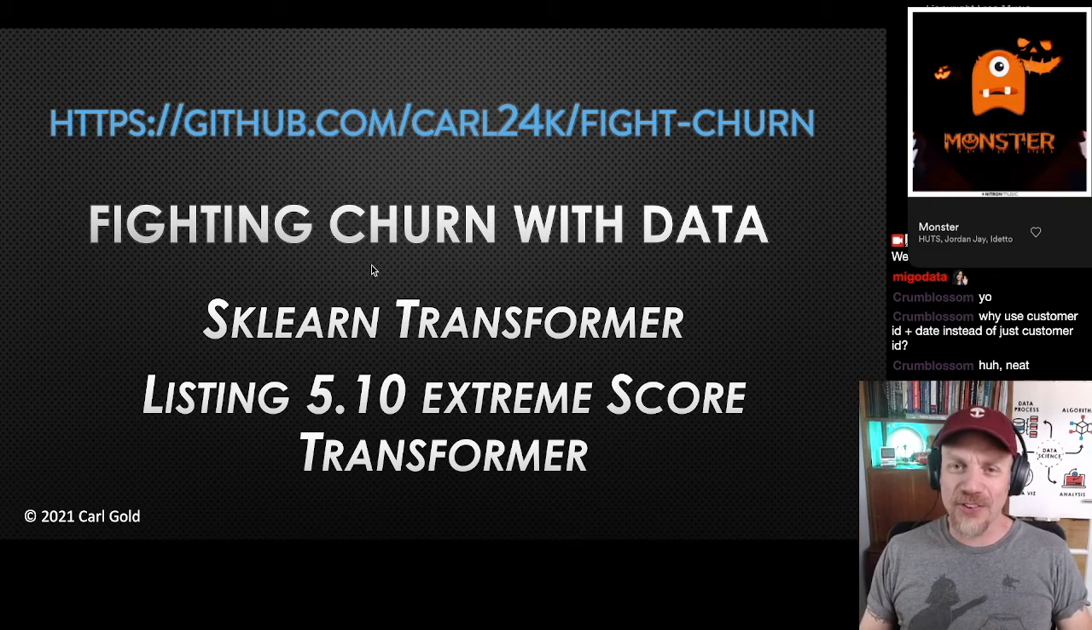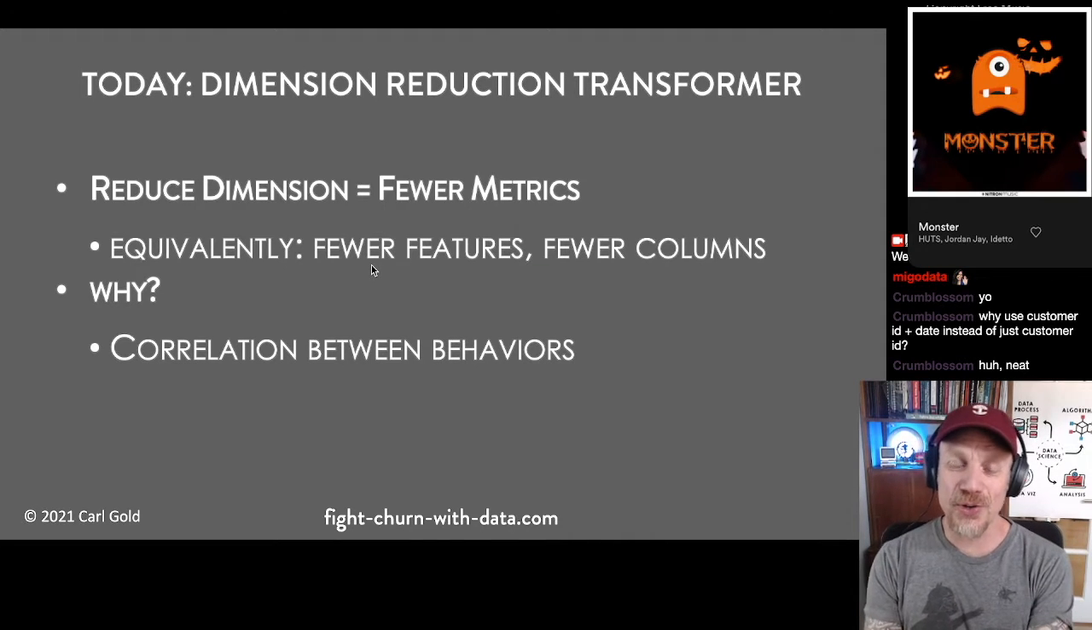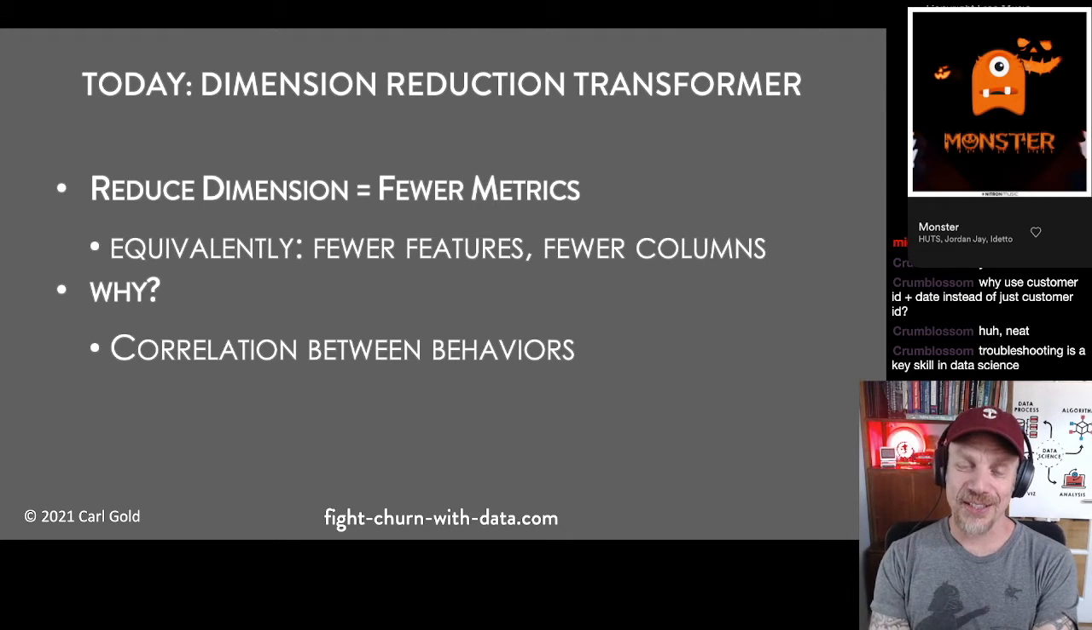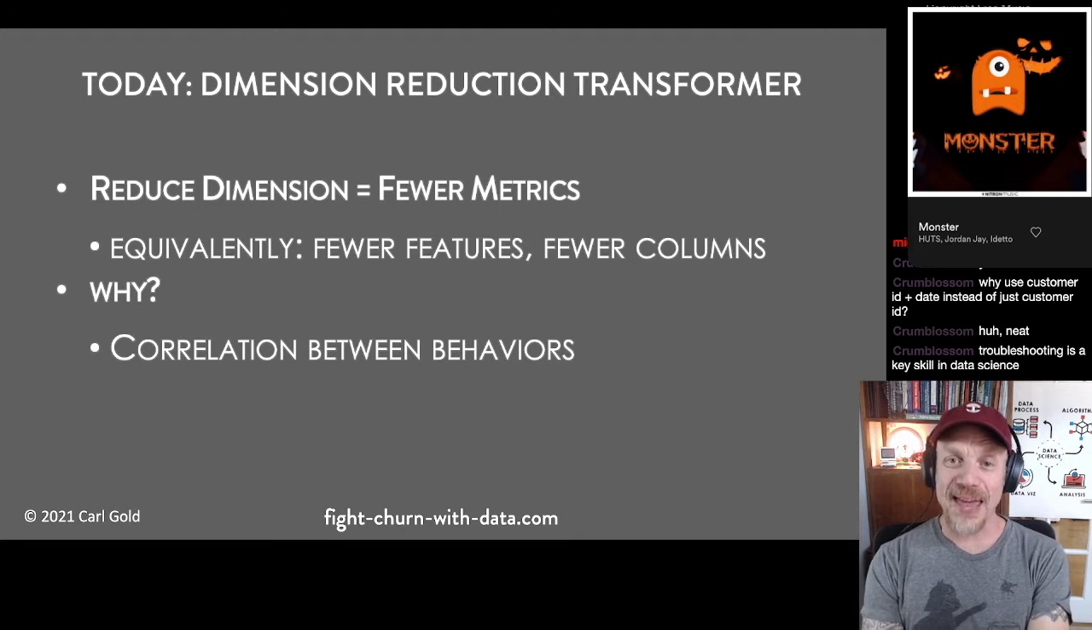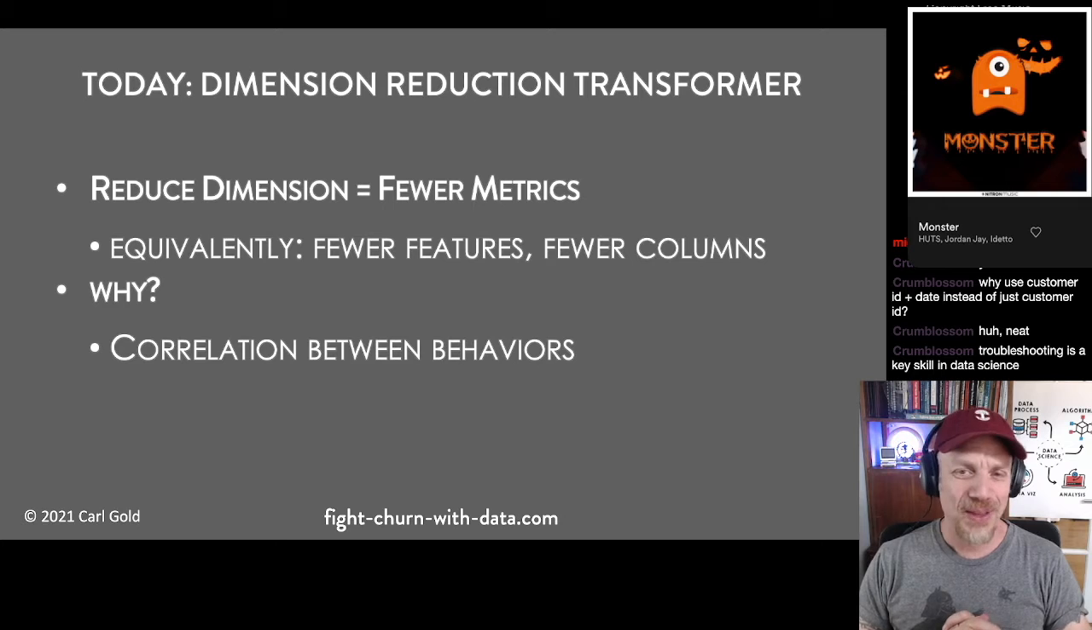Okay, so that finishes the review of transformers from last week, and now we'll do a new kind of transformer. Yes, Crumble Blossom, troubleshooting is a key skill in data science. And the good sense to just check your work is the key skill. I had the temptation to just change that code and say, look, it's done. But fortunately, I went back and did a sanity check to make sure that it worked.